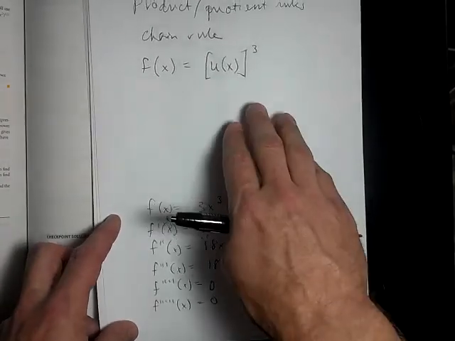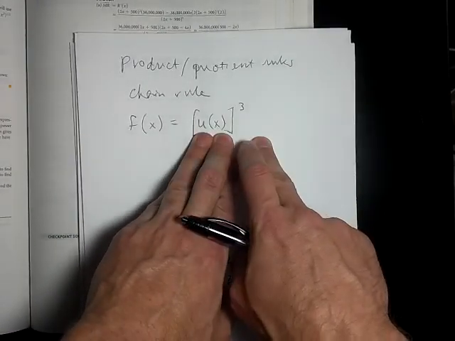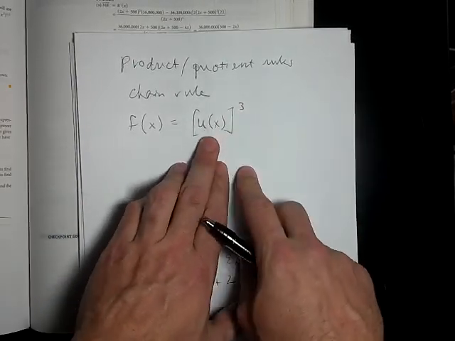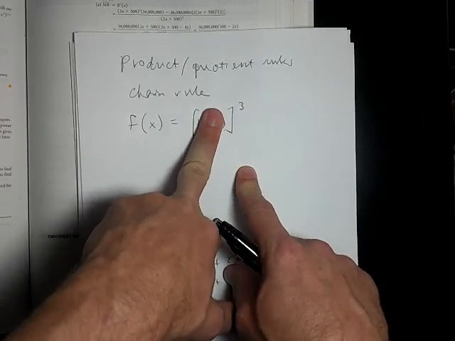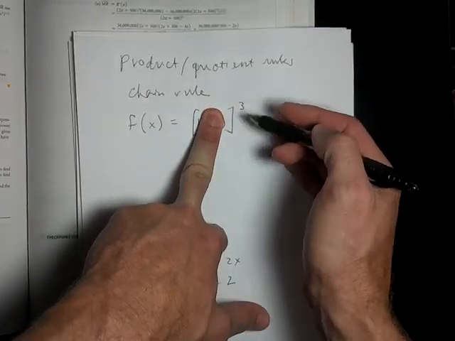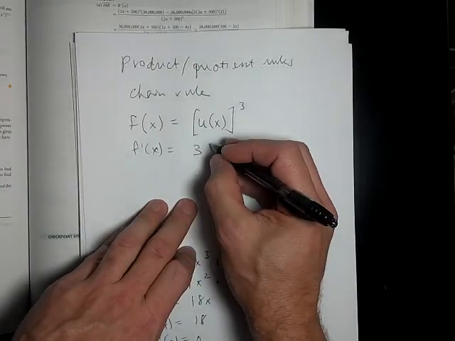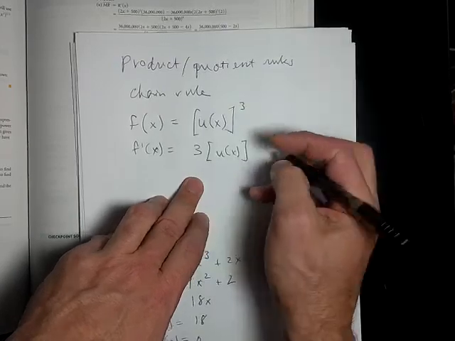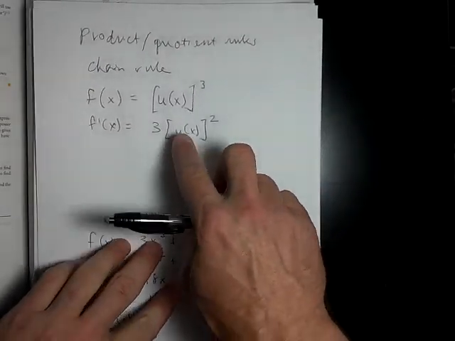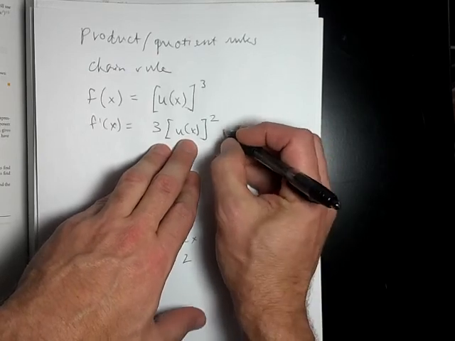The chain rule tells us that if there's some function and we're applying another function to it, in this case taking u and cubing it, then first we take the derivative of this outer piece, which would be 3 times whatever's inside, to the power of, and then reduce this exponent by 1. But the chain rule tells us we're not done, because now we have to take the derivative of what's inside and multiply it.